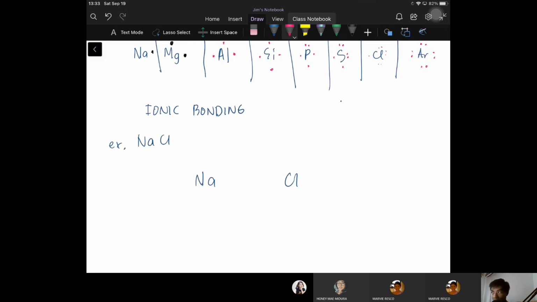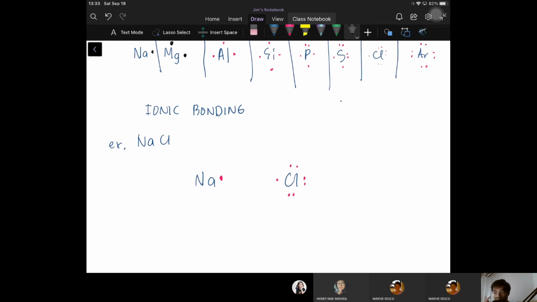Okay, so let's have these two. So si Na, yan ay group 1. So 1 dot yan. Si chlorine, yan ay group 7. So 7 dots. Okay, so yan. 7 dots, 1 dot. So ganito.